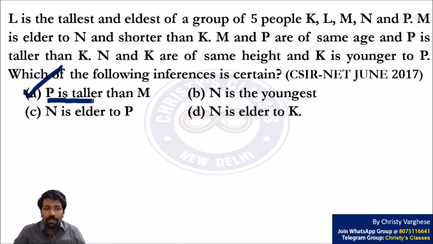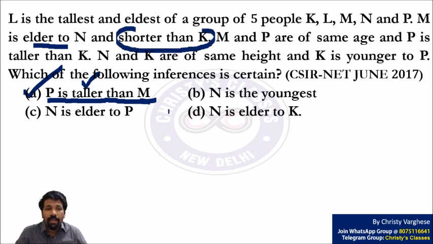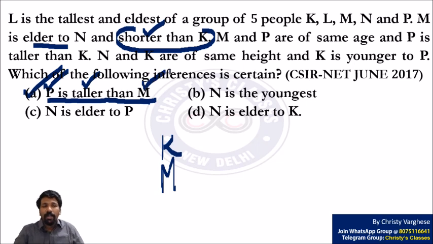Option A is saying P is taller than M. So we are searching in the question whether we get enough evidence to say that P is taller than M. Yes, definitely we will get. How? M is elder to N. Elder to N is age. We want height. So that we don't want. And shorter than K. M is shorter than K is written. M is one person that we are confused about. So we are taking that sentence. Because P and M is what we want to connect. So M shorter than K is a relevant information to conclude about it.